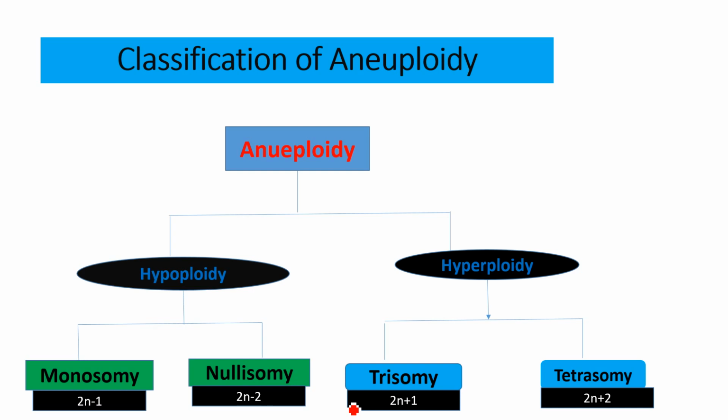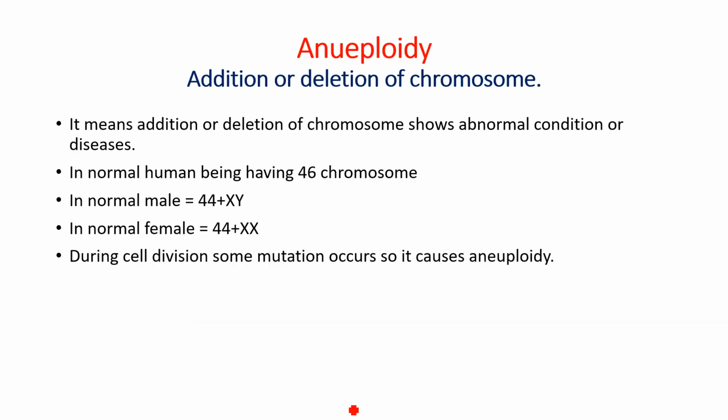Aneuploidy, remember dear student, aneuploidy means what? It is the addition of the chromosome or the deletion of the chromosome. Just remember that it is the addition or deletion of the chromosome, and so it is termed the aneuploidy, and then again it gets divided into two forms, hypoploidy and hyperploidy. Okay, this is about the classification of the aneuploidy.